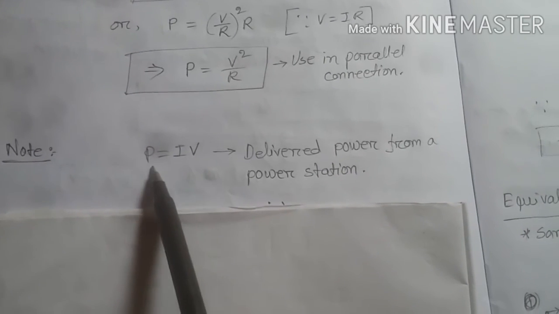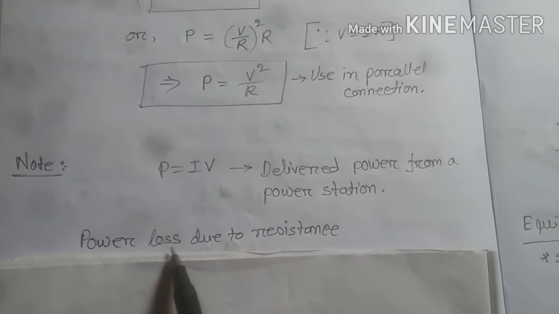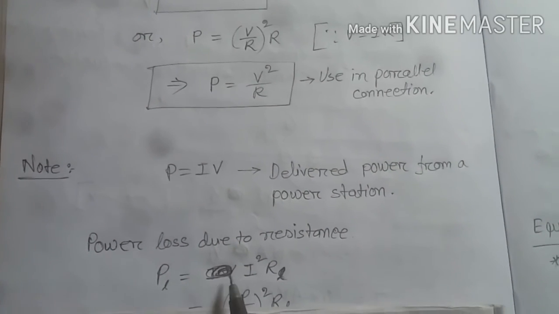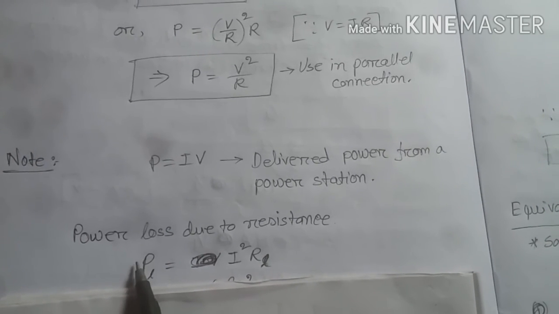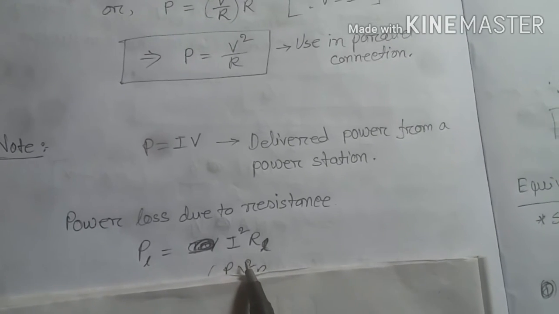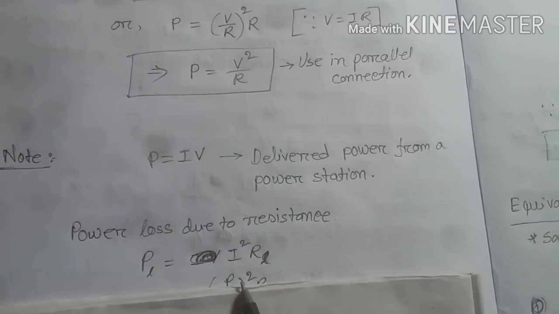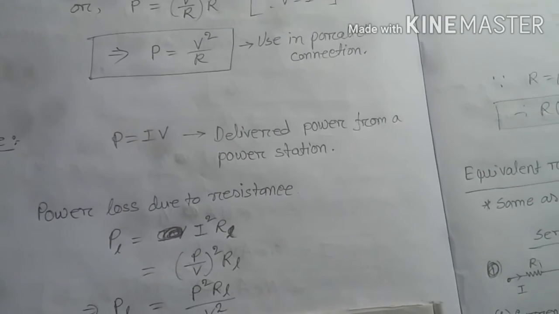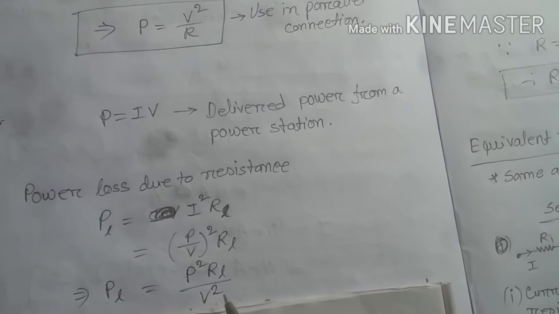P equals IV, this is the power delivered from the power station. Okay, and the power loss due to a resistance, we know this is PL equals I square into RL. PL is the power loss in the load and RL is the load resistance. Okay, so if we replace this I from this equation, it will be P by V, and we will get PL equals P square RL divided by V square.